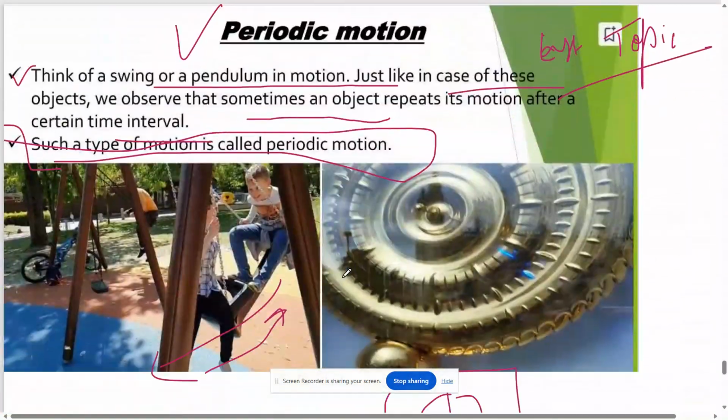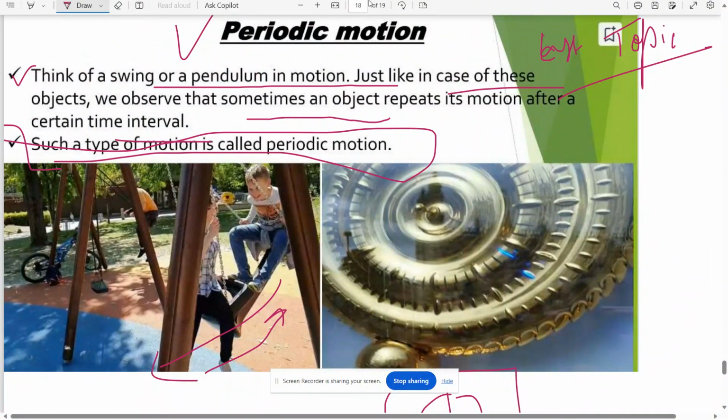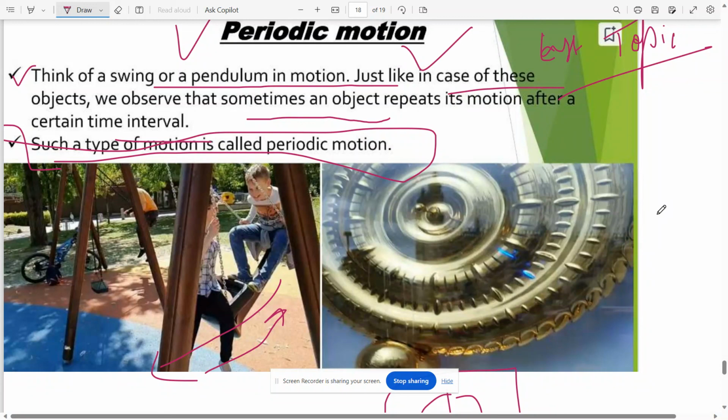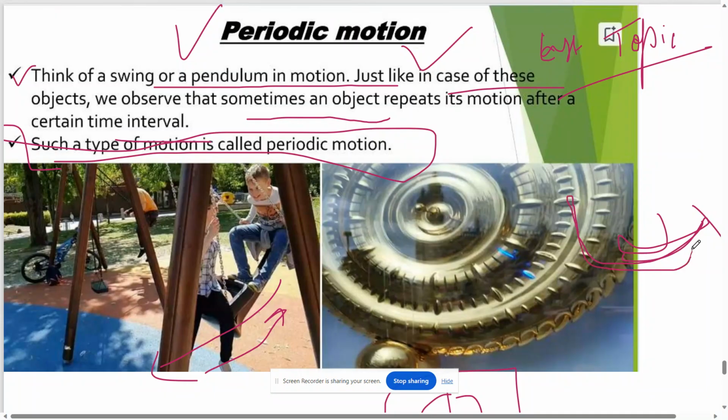Periodic motion, like in a pendulum or a swing: we start from an origin point and go towards the destination, and from the destination, we again go back towards our origin. So this is the concept of periodic motion. This is the origin. We are going like this, but again in a swing we are coming back to it.